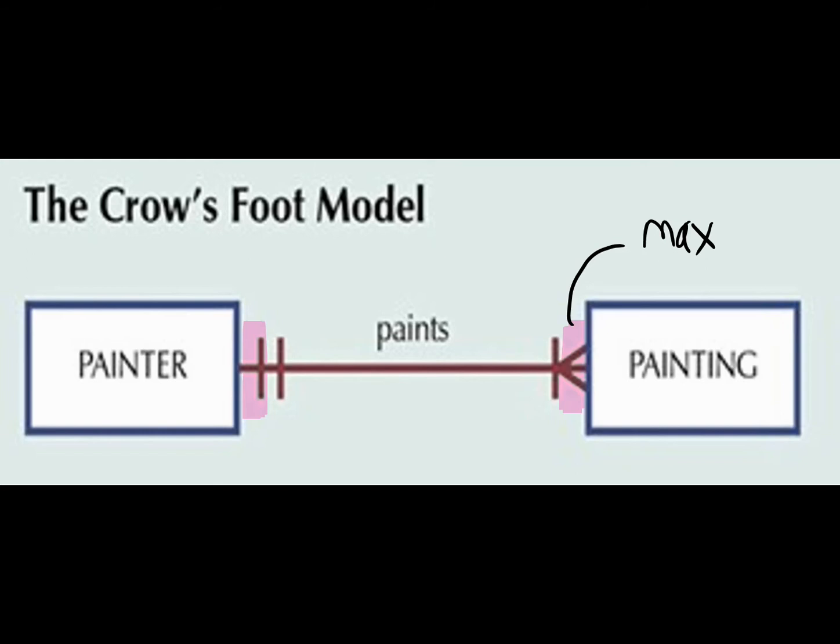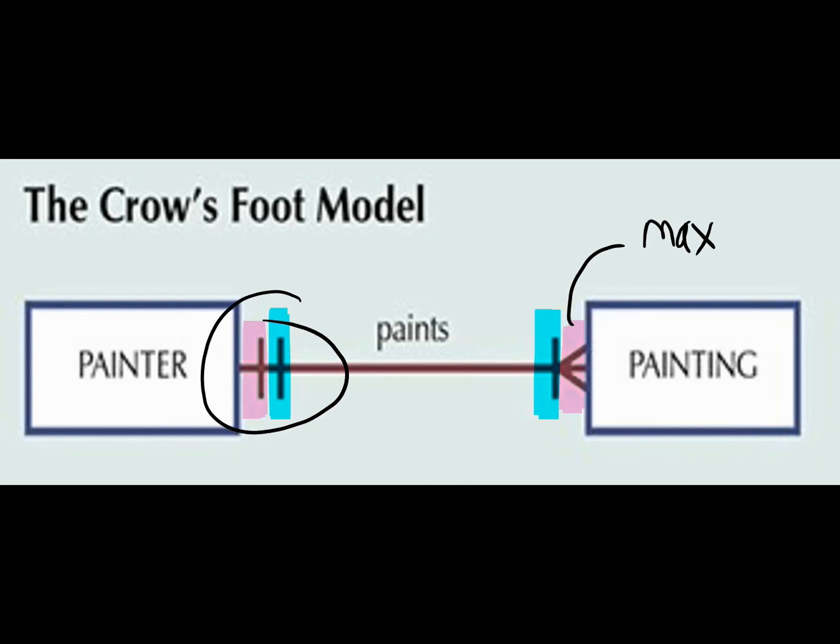The set of lines that are farthest away from the entity type indicate the minimum. So we'll read this way. The painter can paint a minimum of one painting. That means every painter in our database has to have at least one painting. And a painting can be painted by a minimum of one painter. Because we have a 1 and a 1 here, sometimes we read that as one and only one. So a painting is painted by one and only one painter. Or a painter can paint between one and many paintings.